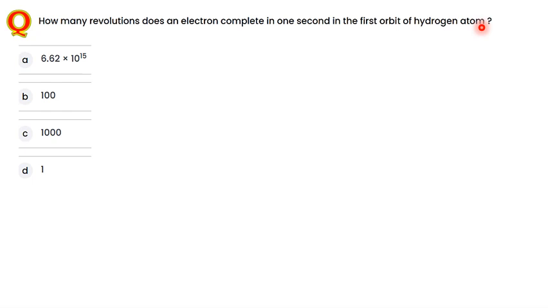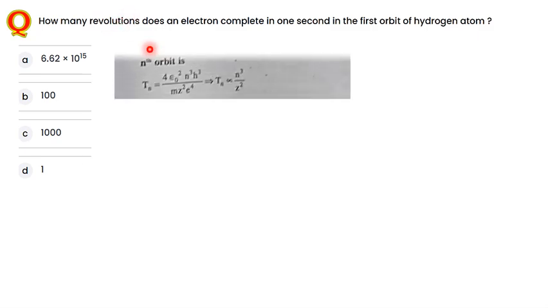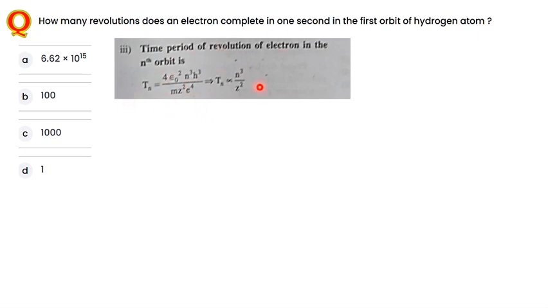So they have given a hydrogen atom, which means here the atomic number Z is 1, and the first orbit, n is also 1. What they are asking here is how many revolutions, which is about the frequency. In the first problem itself I showed that the time period is directly proportional to n cube by Z square, but the number of revolutions will become a frequency here, so I just mention the inverse of time.